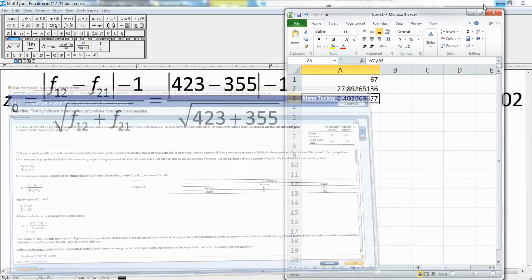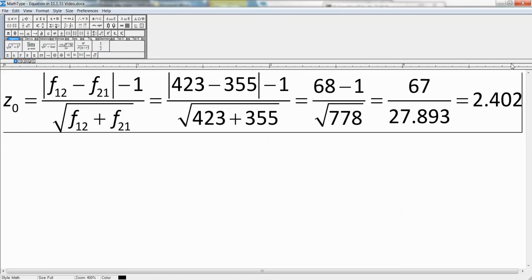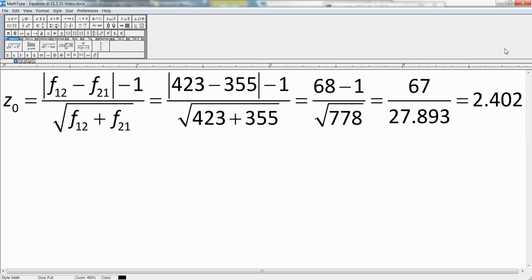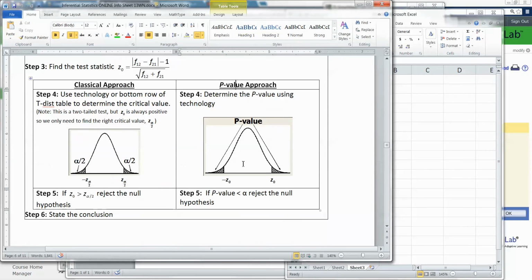So the p-value, remember this is a normal curve, right? So I want the area in the tails past 2.402. Let me bring this up. I found this one on the right to be 2.402, which means that one over there is negative 2.402. And then I want those scores off in the tails.